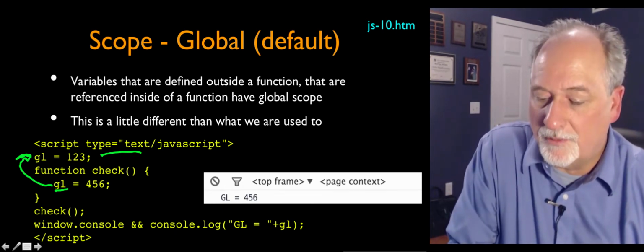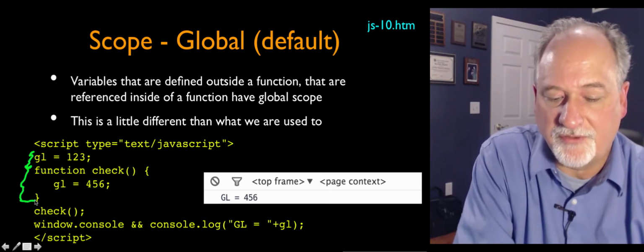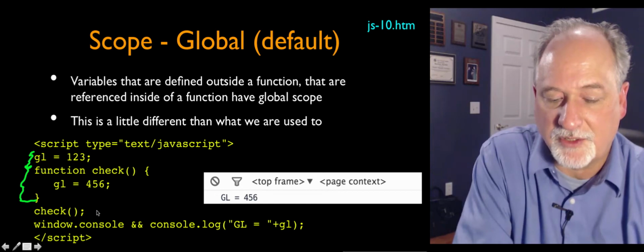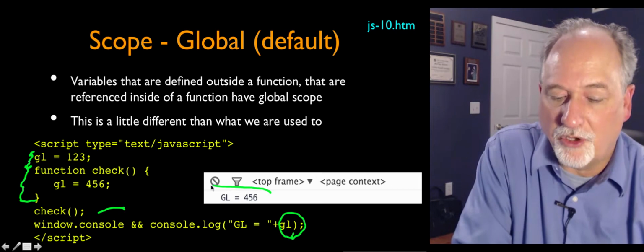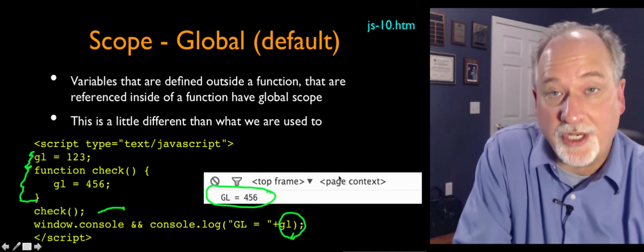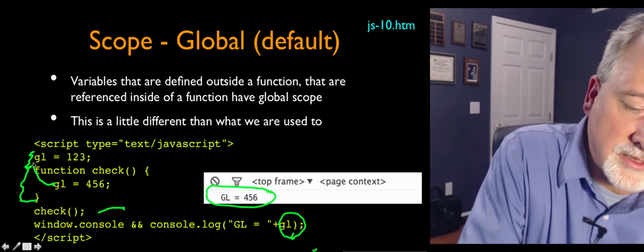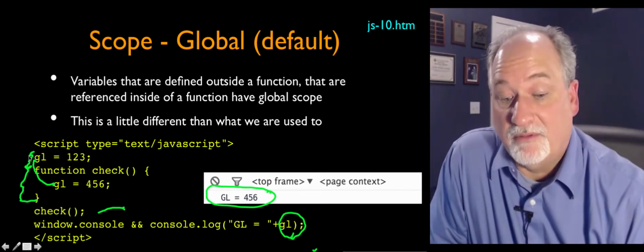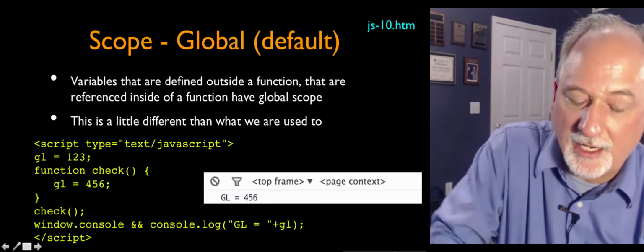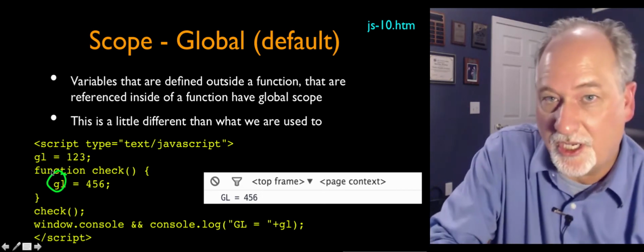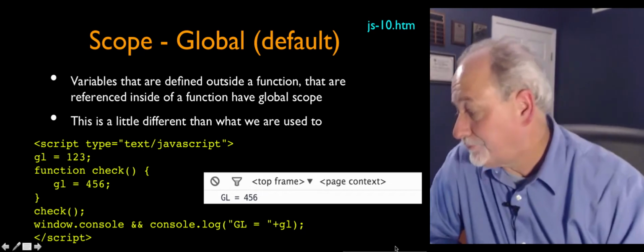So if you look at this code, it sets GL to 123. This function is defined that changes GL to 456. We call the function, and then we print out GL at the end. And the global GL, the outer GL, the GL outside the function, has been changed to 456 because this hooks up with that global variable. Okay? Counterintuitive. In every other sane language, this GL would be a local GL within that function, right? But that's not particularly sane.